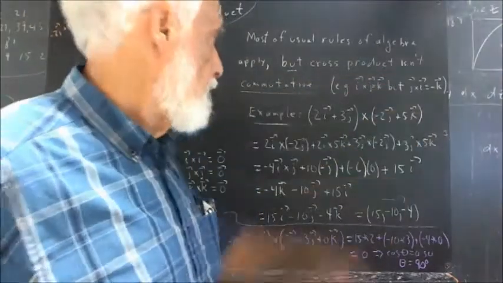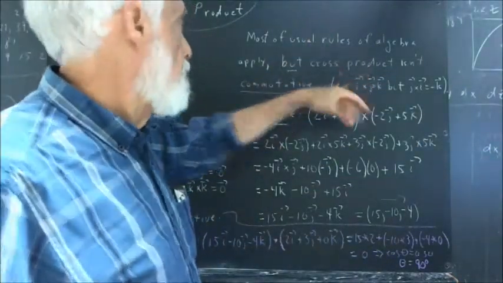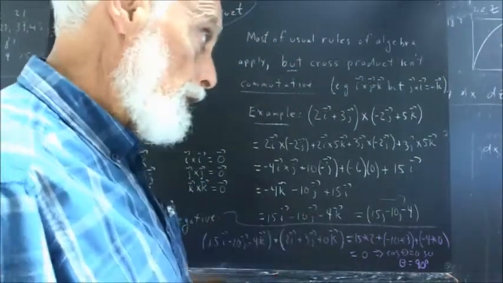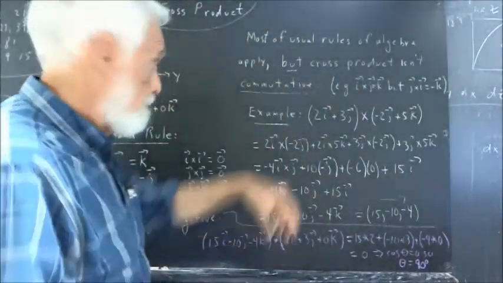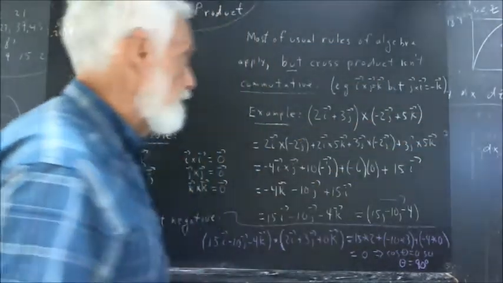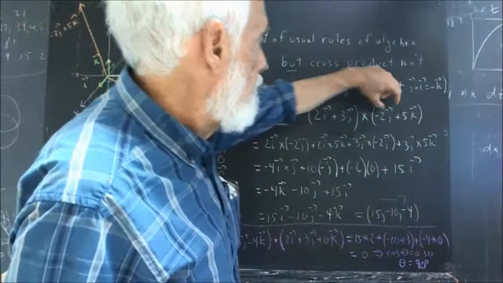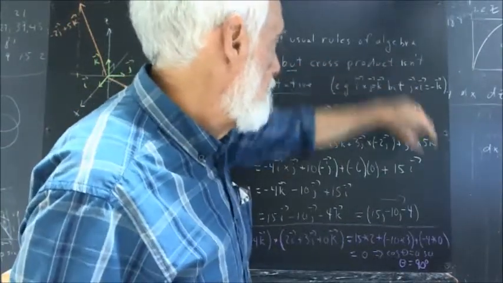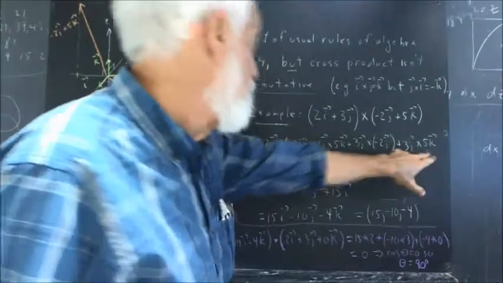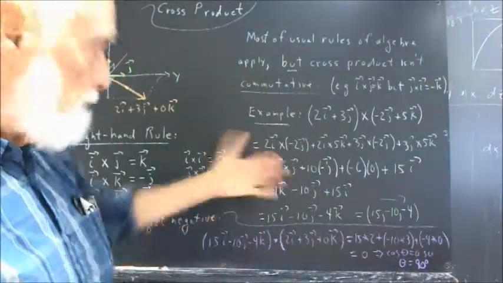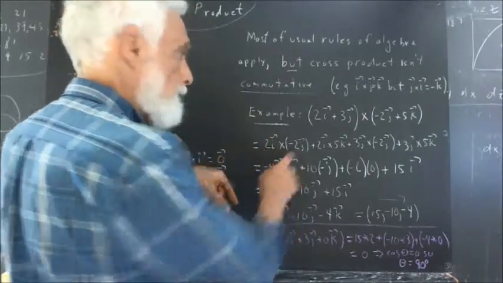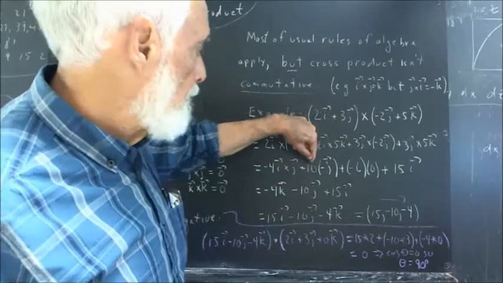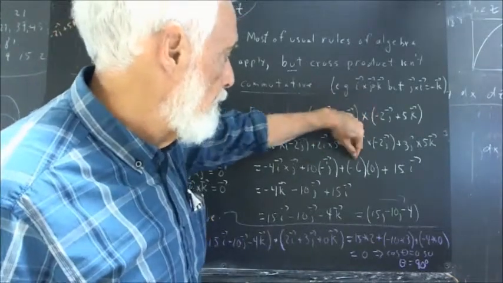We do the cross product using the distributive law. So most of the rules of algebra apply. The distributive law is one of them. 2i times negative 2j, 2i times 5k. You should write these out before you read what I've got here. But then 3j times negative 2j, 3j times 5k. Well, associative laws work, so we can bring our scalars together. 2 times negative 2 is negative 4. 2 times 5 is 10. 3 times negative 2 is negative 6.